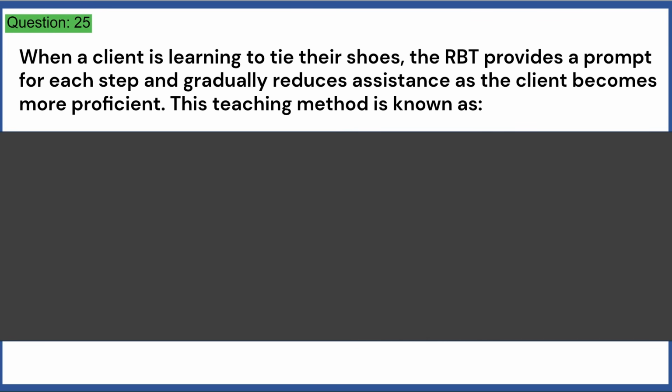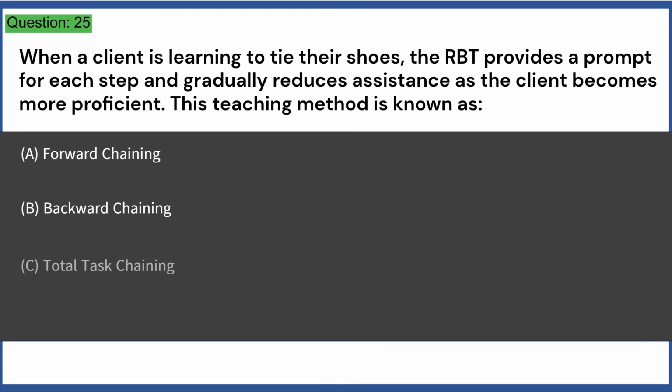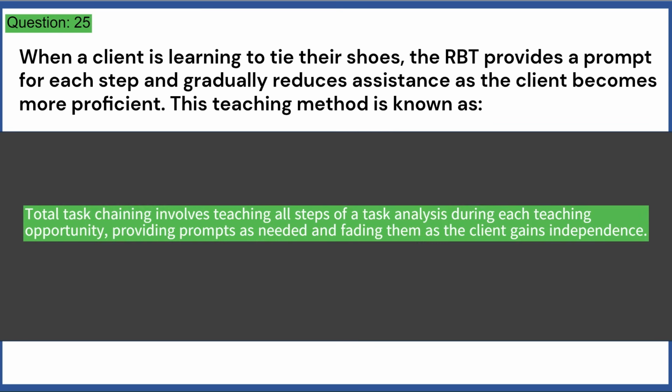When a client is learning to tie their shoes, the RBT provides a prompt for each step and gradually reduces assistance as the client becomes more proficient. This teaching method is known as: A. Forward chaining, B. Backward chaining, C. Total task chaining, D. Shaping. Answer, C. Total task chaining involves teaching all steps of a task analysis during each teaching opportunity, providing prompts as needed and fading them as the client gains independence.